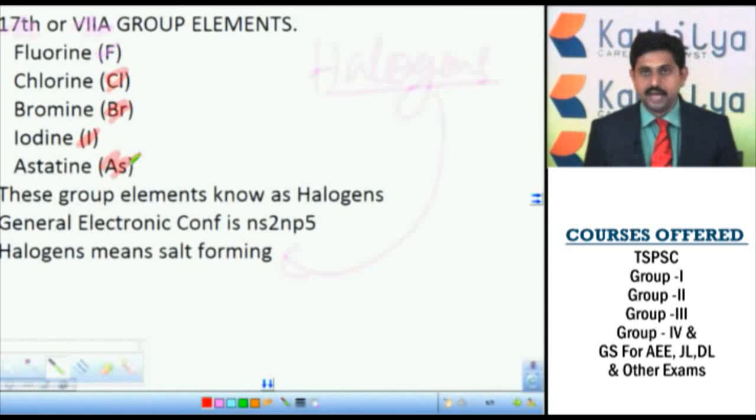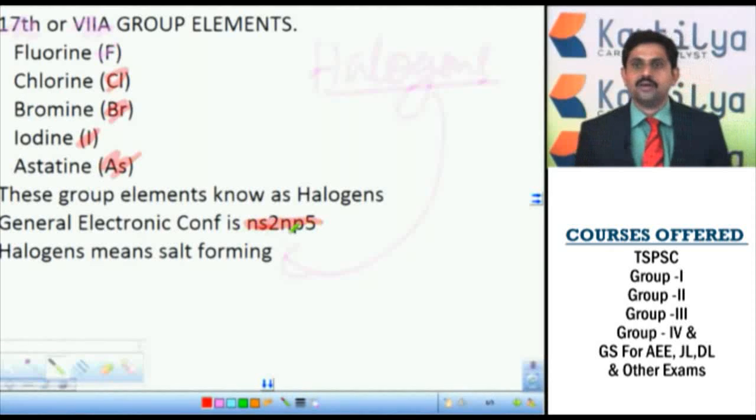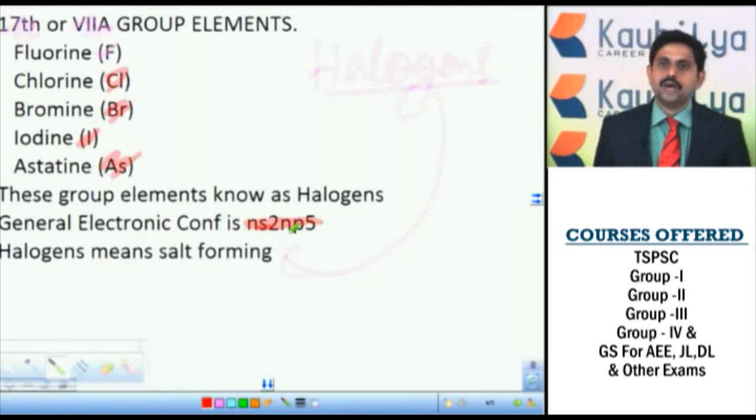These are called halogens because it is a salt family. Again, they belong to the p block elements and the outermost electronic configuration is ns2 np5, so it requires one electron in order to get stability. So they are going to accept an electron in order to get stability.